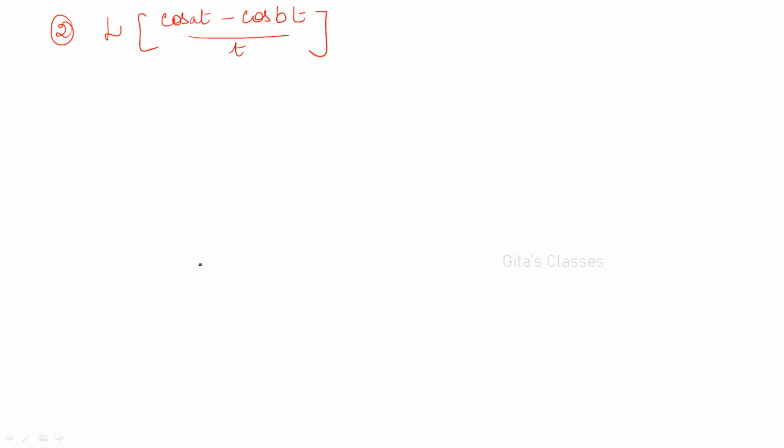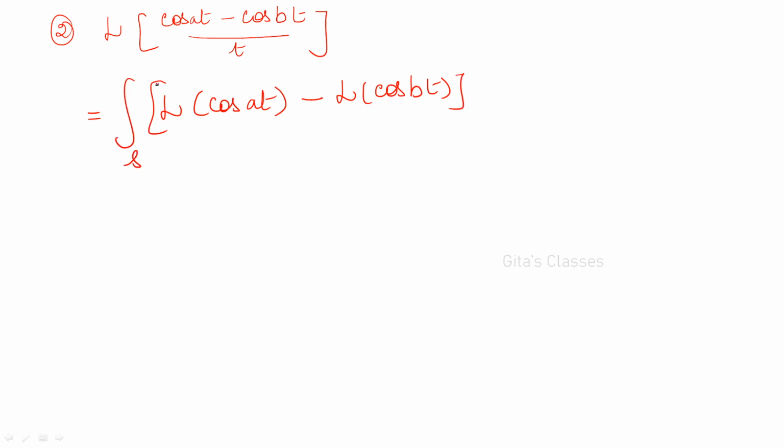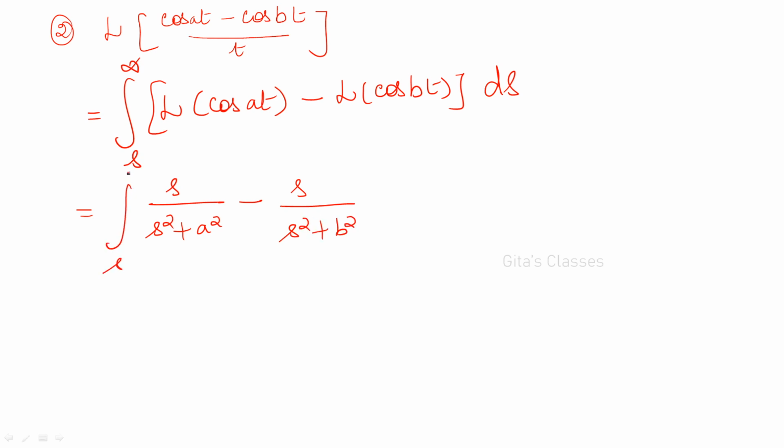Next problem, log of cos at minus log of cos bt divided by t. So when it is divided by t, you have to find out the Laplace transform of log of cos at minus log of cos bt without t, and integrate from s to infinity into ds. This is equal to, Laplace transform of cos at is s by s squared plus a squared minus s by s squared plus b squared, and integrate from s to infinity.